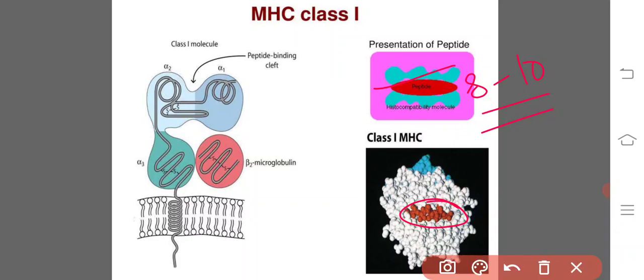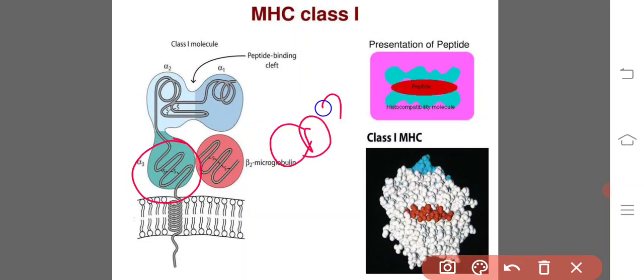The alpha 3 domain appears to be highly conserved among class I MHC molecules and contains a sequence that interacts with the CD8 membrane molecules present on the cytotoxic T cells. Beta 2 microglobulin interacts extensively with the alpha 3 domain and also interacts with the amino acids of the alpha 1 and alpha 2 domains.